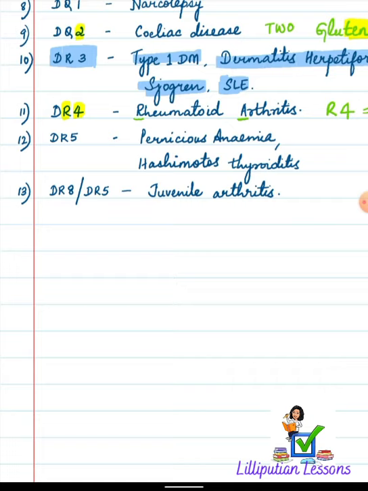DR5 is pernicious anemia and Hashimoto's. I'm afraid I couldn't find any mnemonic for that, and it's not that important either. This DR8 and DR5 is also not that important as far as your exam is concerned. So that is for juvenile arthritis.